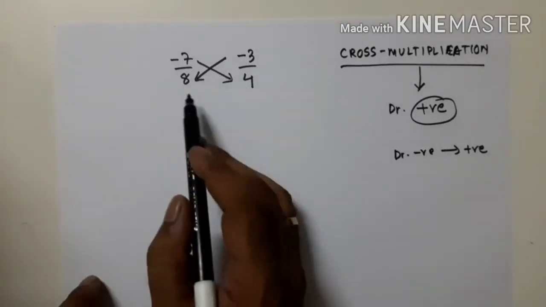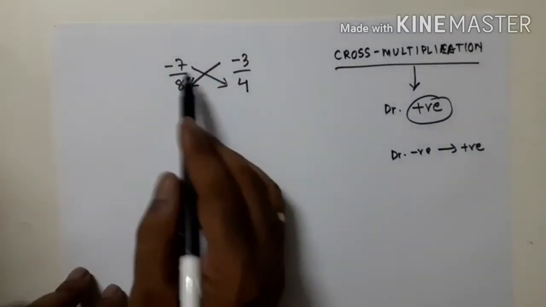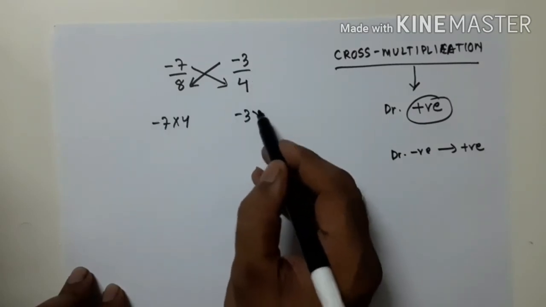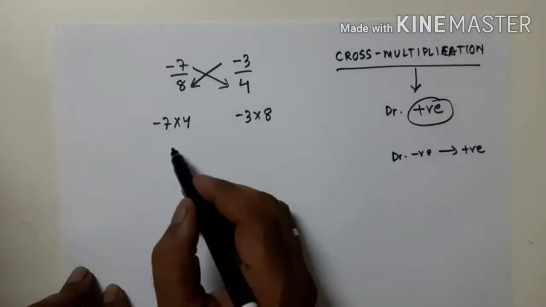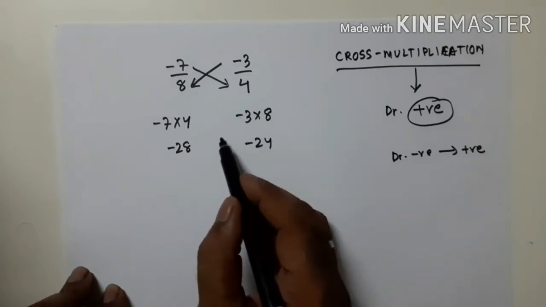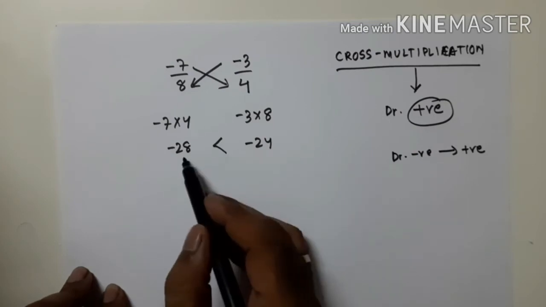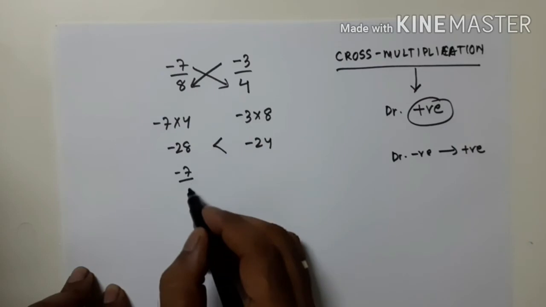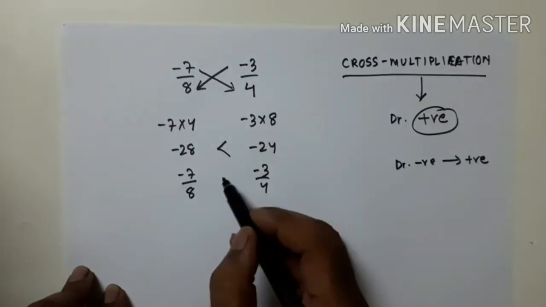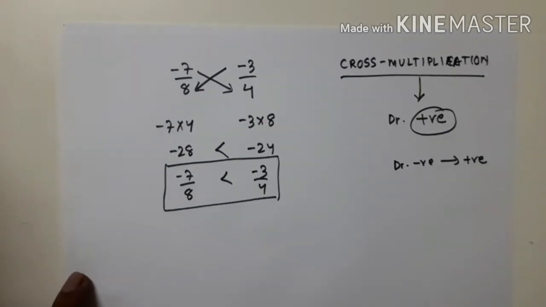So let's see here. As we can see, both the denominators are positive, so there is nothing to worry. Directly we can cross multiply. Minus 7 will be multiplied with 4 and minus 3 will be multiplied with 8. Minus 7 into 4 we get minus 28, minus 3 into 8 we get minus 24. Clearly minus 24 is greater and minus 28 is less. So instead of minus 28, we can put minus 7 by 8 and minus 24 we can write as minus 3 by 4, because it is the same thing. So we can see here minus 7 by 8 is less than minus 3 by 4.